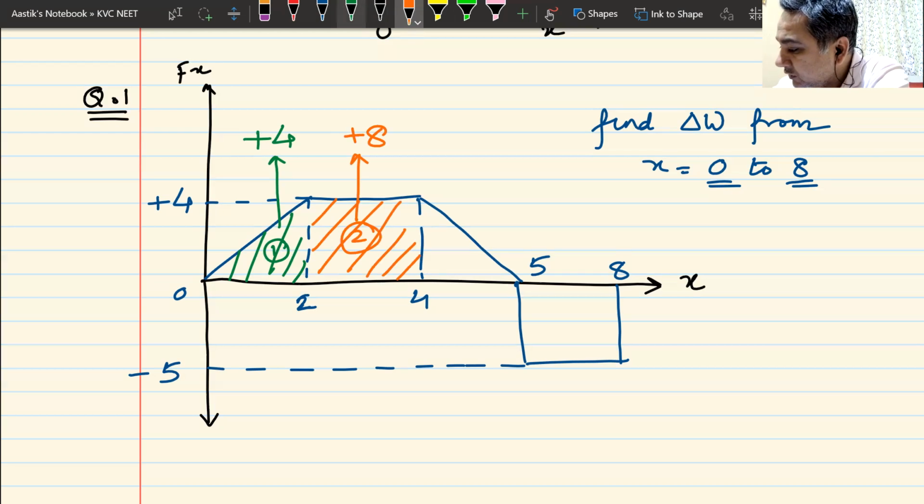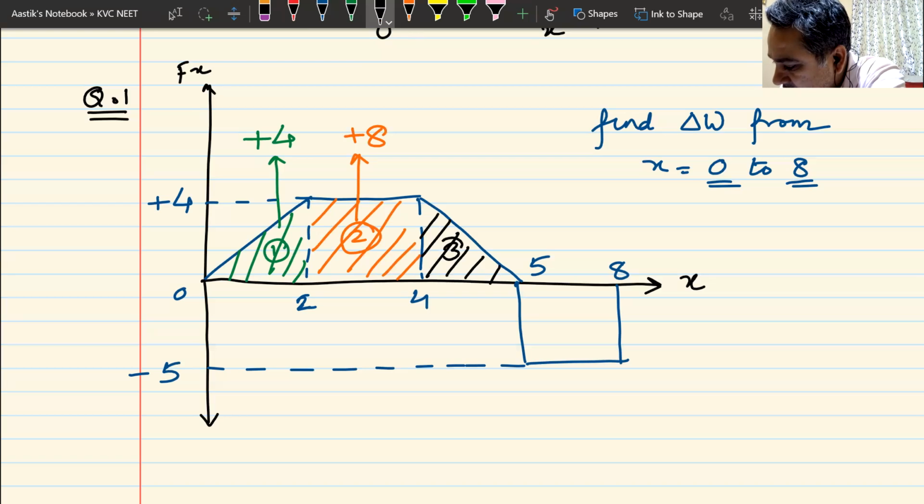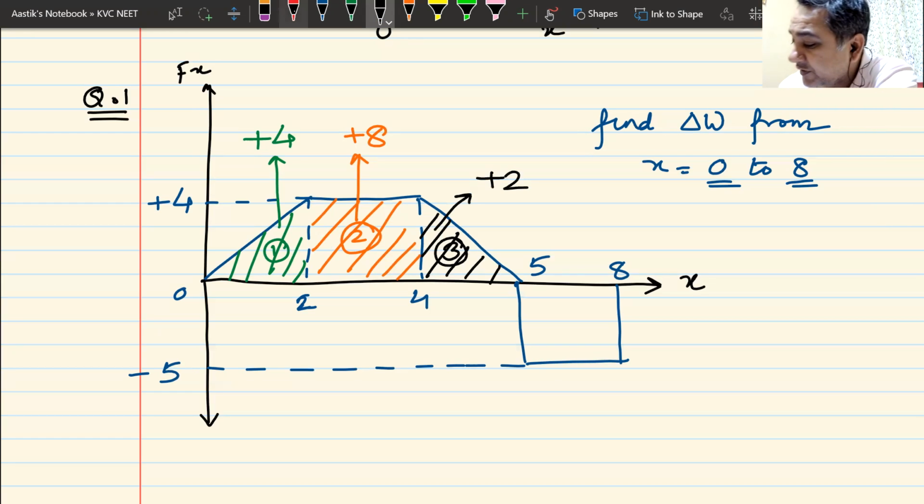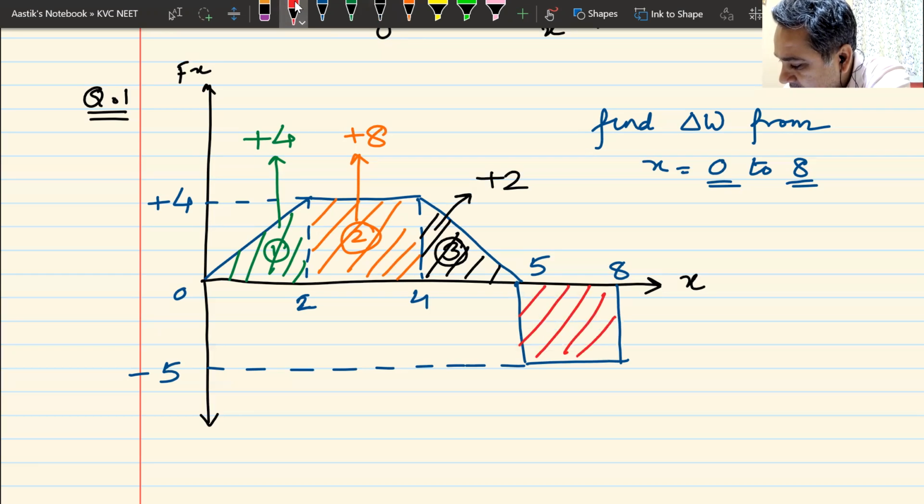The third one, I would color it as black. Again, this is a triangle. The area for this triangle is half base into height, half into 1 into 4. So I think the answer would be plus 2. Force and displacement both are positive, so it is plus 2. The last one that remains is this one. The rectangle I have colored it with red.